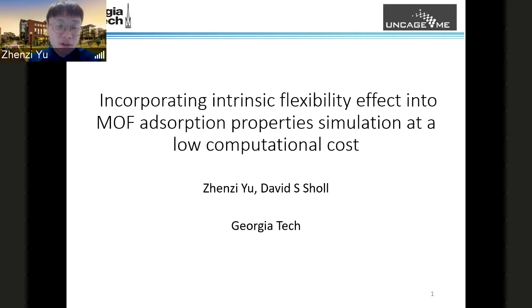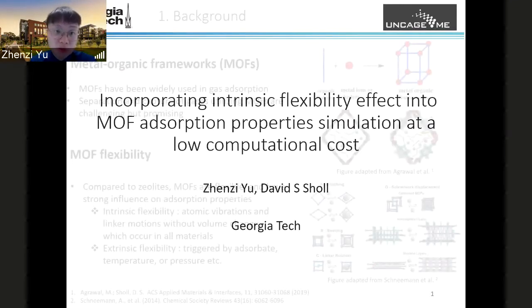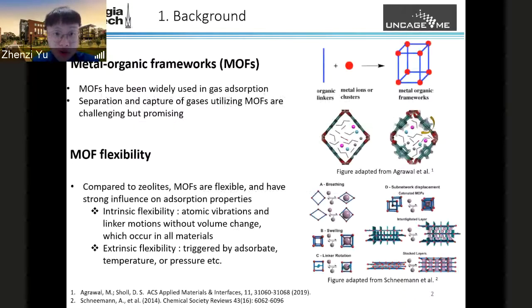Today I would like to give a talk about incorporating intrinsic flexibility effect into MOF adsorption property simulation at a low computational cost. To start with, let me first introduce the background for this project. Metal organic frameworks, which are MOFs, have been widely used in gas adsorption. Separation and the capture of gases utilizing MOFs are challenging but promising.